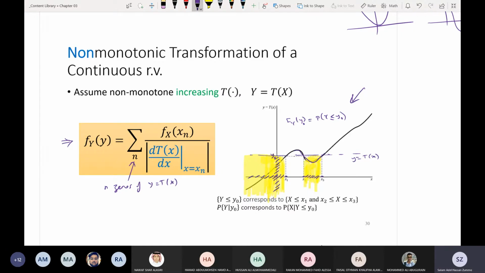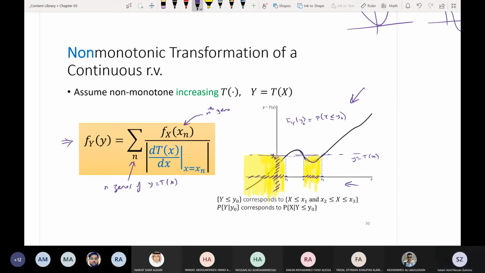Here, how many zeros do we have in this particular example? 3. 3 zeros. So in this particular case, we sum over 3 values of x0. So fx of xn, where xn here is the nth zero, and divided by dt(x)/dx evaluated at x equal xn.